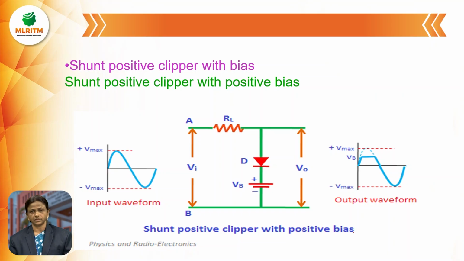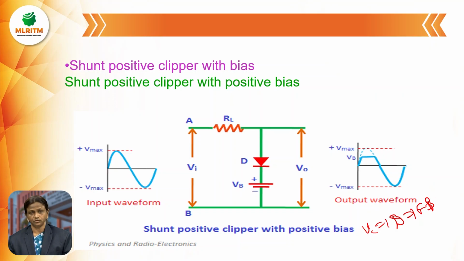So during the positive half cycle, what happens to the circuit? During the negative half cycle, what happens to the circuit? During the positive half cycle, terminal A becomes positive. The positive terminal is connected to the anode of diode D. So diode D is in forward bias due to the input voltage VI.